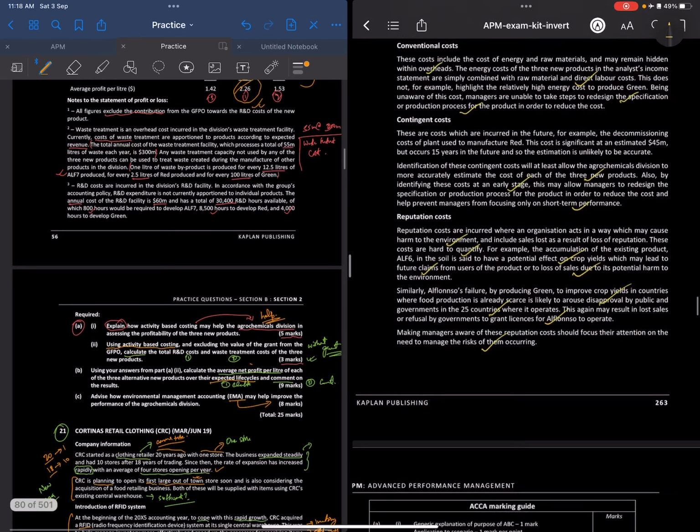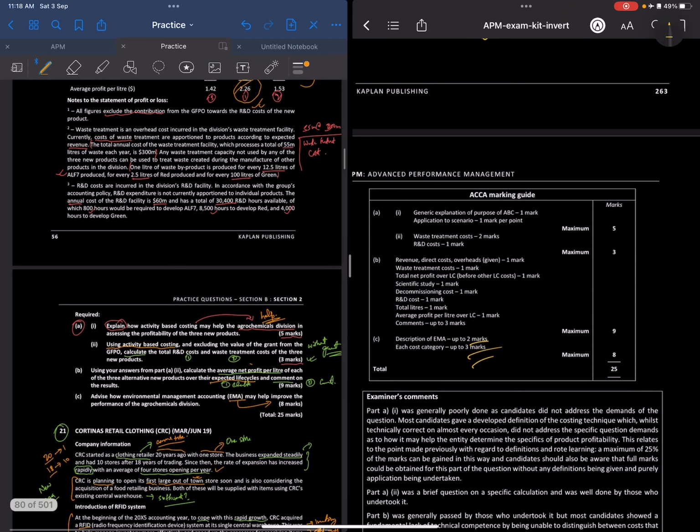What else we need to look at? Okay, revenue and direct cost overhead given 1 mark. Waste treatment cost is 1 mark. Before life cycle costing, net profit is 1 mark. Scientific study 1 mark. Decommissioning cost 1 mark. Total liters is 1 mark. Average profit per liter over LC is 3 marks. Comments is 3 marks. Okay, so 3 marks for comments and 6 marks for the rest, right?